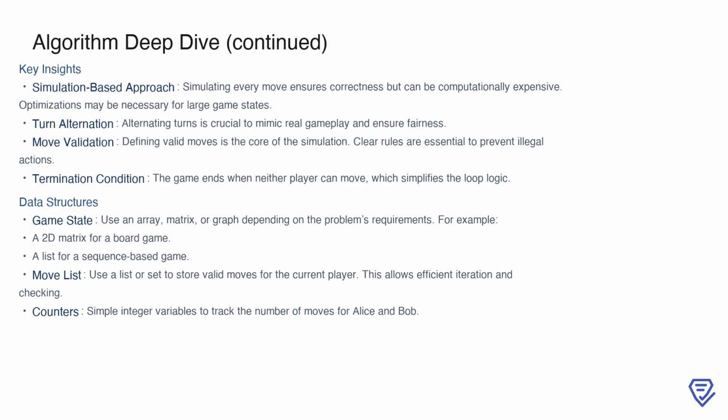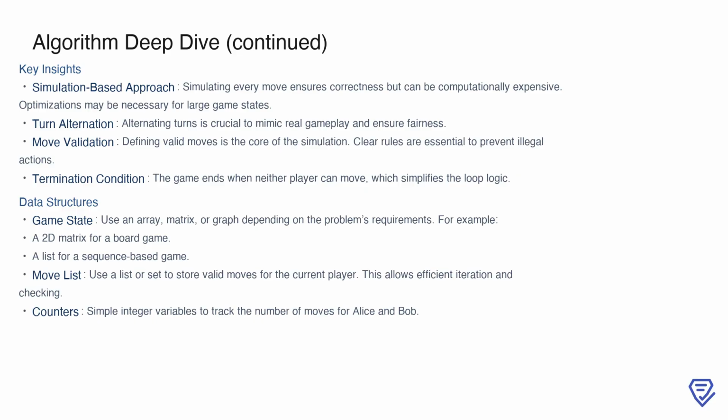Alternating turns between players is critical to ensure fairness and maintain the game's flow. The rules for validating moves are at the core of the simulation, as they prevent any illegal actions and ensure the game progresses logically. The termination condition is simple: the game ends when neither player has valid moves, which keeps the loop structure clean and easy to implement.